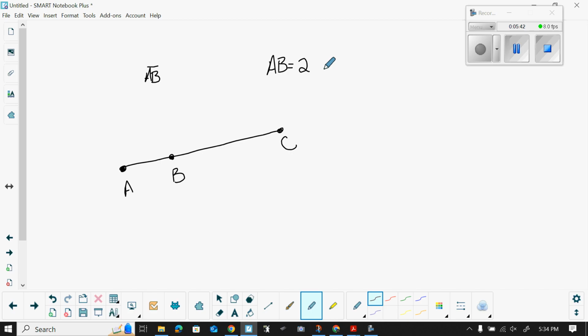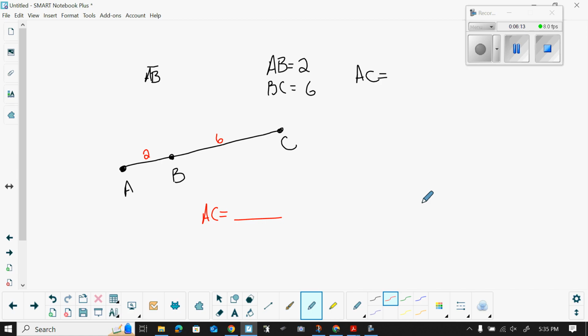Let's say I also said that BC is 6. And the question was, what is AC? This is why we're doing this, because a few of you have struggled with a question like this. Sometimes it's not listed, sometimes it's shown right on the diagram. AB is 2, BC is 6, and the question says, what is AC?